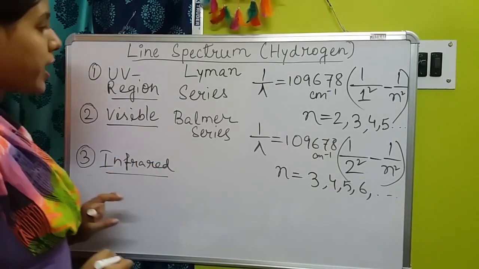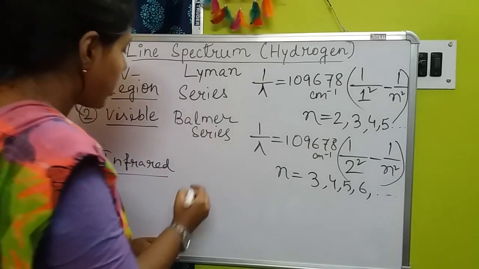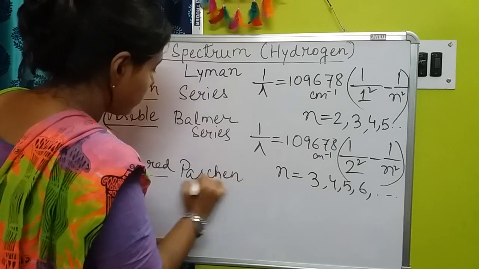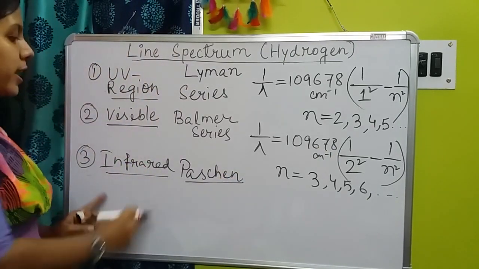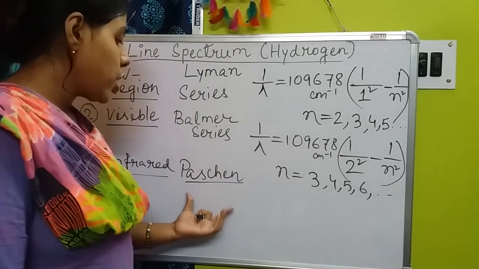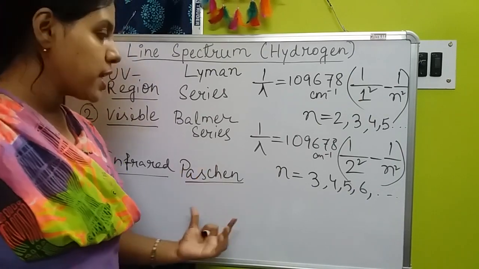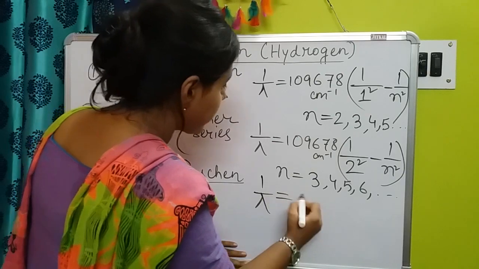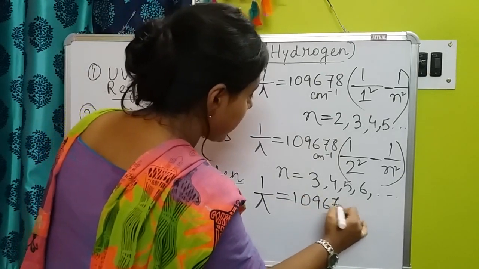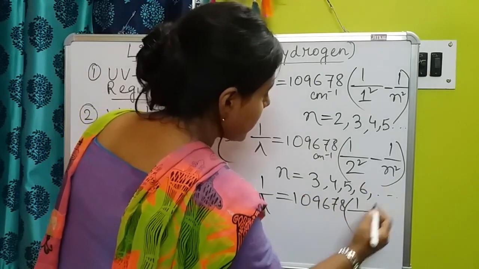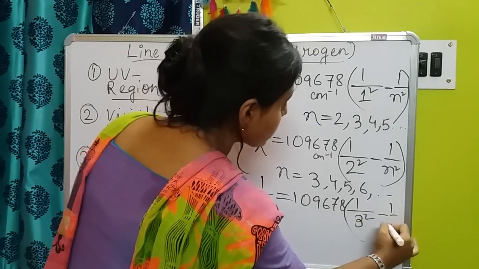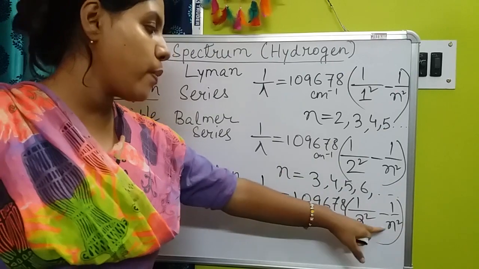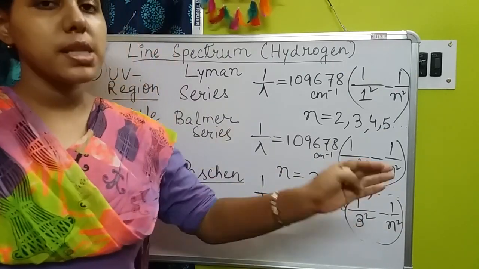Infrared, so here it will be Paschen. The infrared region was observed by Paschen, so this is called the Paschen series. So here 1 by lambda equals 109,678, the same formula. Here it will be 1 by 3 square minus 1 by N square, where N will be 4, 5, 6 and so on.